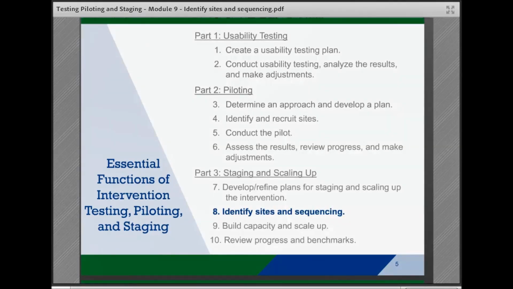And then part 3 is staging and scaling up, including developing or refining plans for staging the intervention and scaling up, covered in module 8, identifying sites and sequencing, which we will focus on in this module, before moving on to building capacity and scaling up, and then reviewing progress and benchmarks. Let's get started.